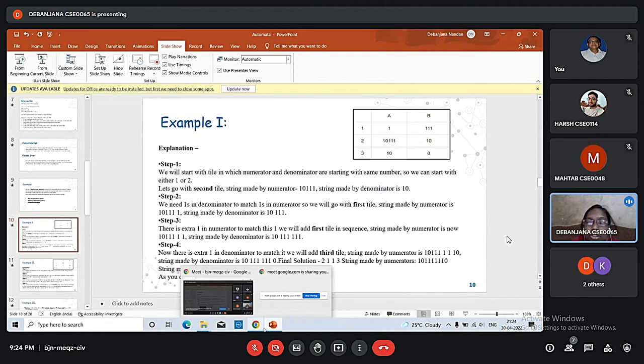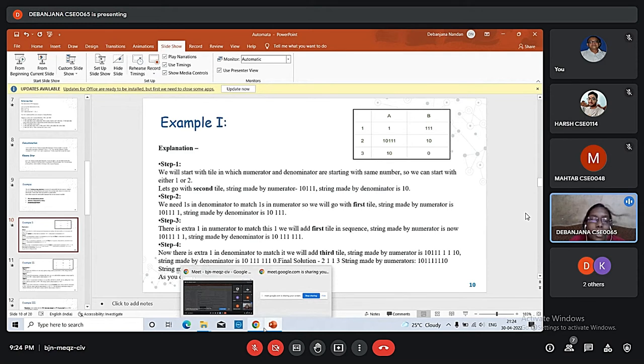For solving this problem, we first start with a tile in which numerator and denominator start with the same number. So we can start with either 1 or 2. Now we will go with the second type. The string made by the numerator is 10111, and the string made by the denominator is 10. Now in the second step, we need the denominator string to match the numerator string, so we can go with the first type. The string made by the numerator is 10111 and 1. The string made by the denominator is 10 and 111.